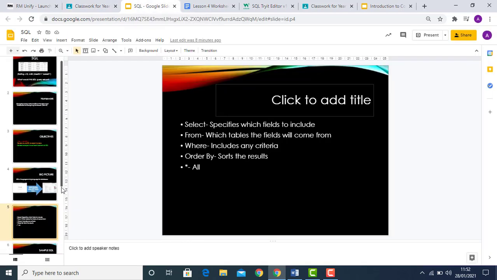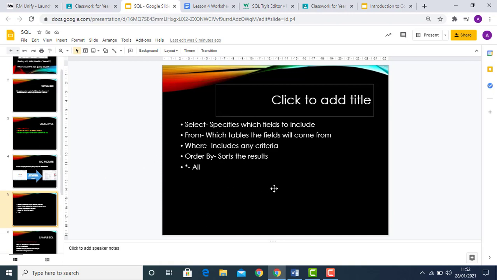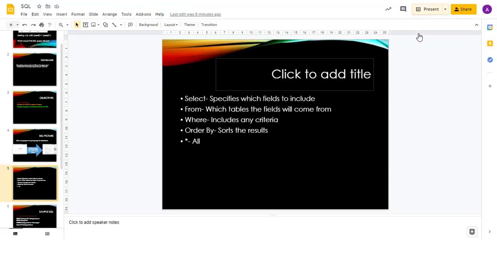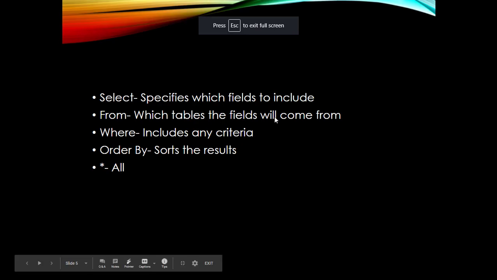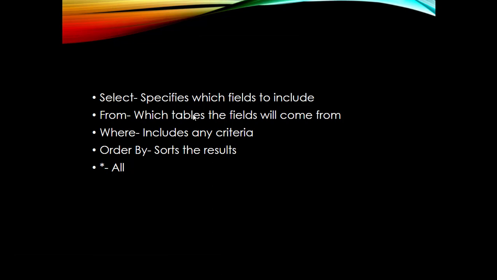Right, to summarise, these are the commands that you need to be familiar with in SQL. Select specifies which fields to include from the database. From states which tables the fields will come from. Where includes any criteria that you will be using. And order by will sort the results into a particular order. Now we can also use the asterisk sign as a wildcard to use all.